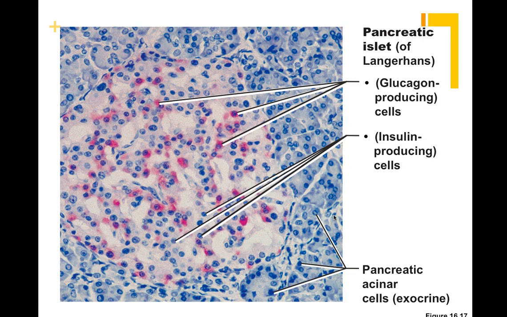Here is a histologic image of what this looks like in actuality. So here are the alpha cells that produce glucagon, and in the lighter blue, we have our beta cells that secrete the insulin that would put the glucose into our cells. And we can see those pancreatic acinar cells here that have the exocrine functioning.